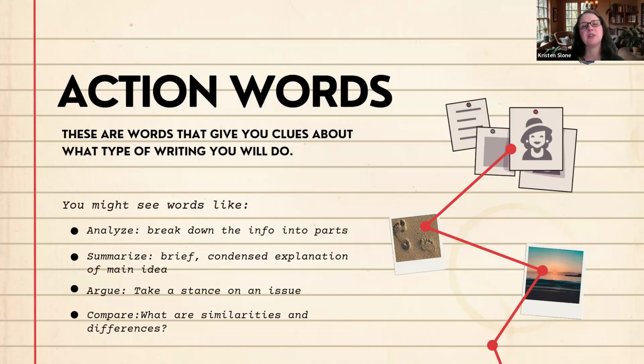Summarize, right? If you summarize something, you're giving a brief condensed explanation of the main idea, okay? Argue in this case is not yell at your classmates. It's take a stance on an issue, okay? Take a stance, argue your points, provide some evidence. That's what argue means. And then compare, right? Compare, what are the similarities, what are the differences between two different concepts. So these are action words just to be aware of, because you will see them in lots of assignment prompts in your classes.